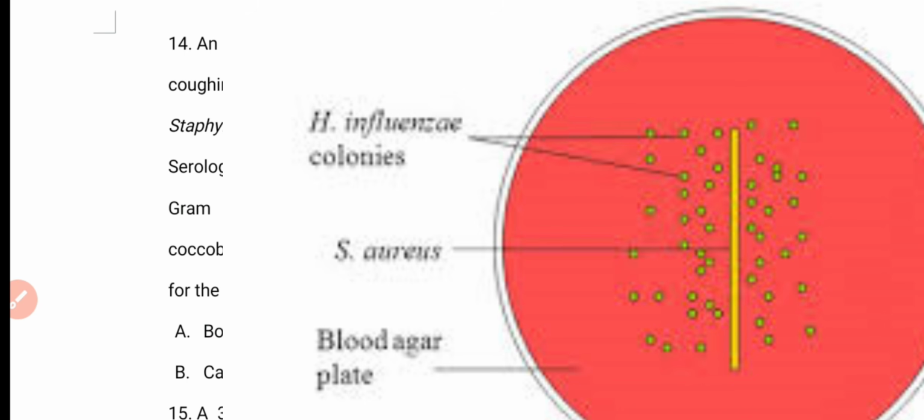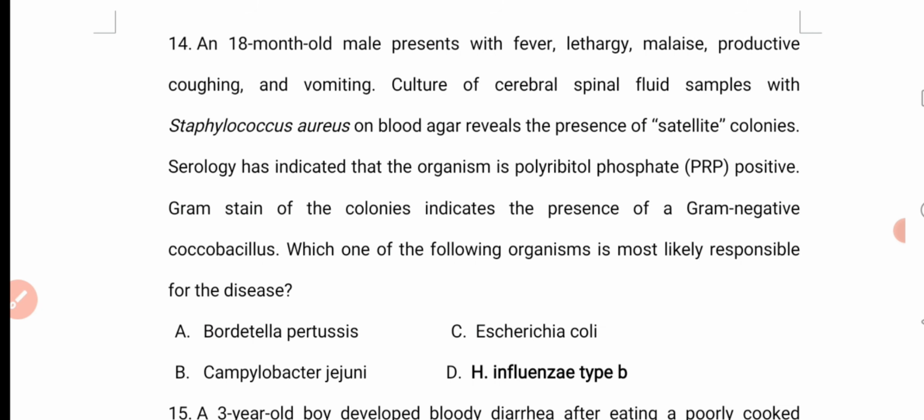The colony of Staph aureus will be straight, stable and continuous, but the colony growth of the Haemophilus influenzae B will be what? Satellite, or surrounding the colony of Staph aureus. So the correct answer will be D, which is Haemophilus influenzae type B.